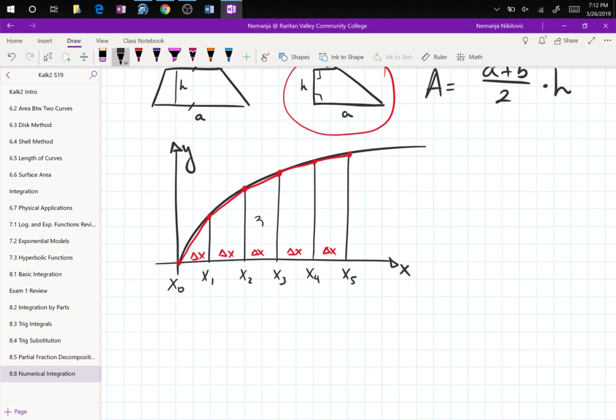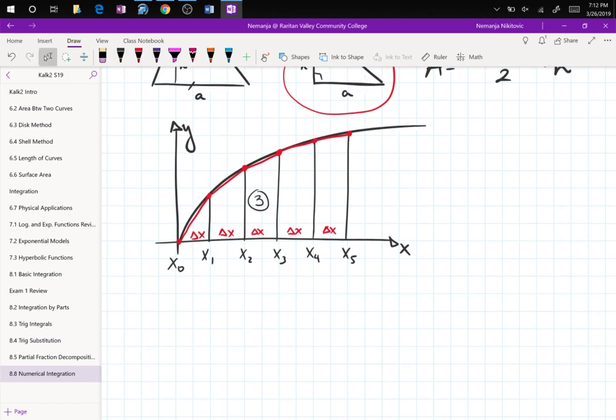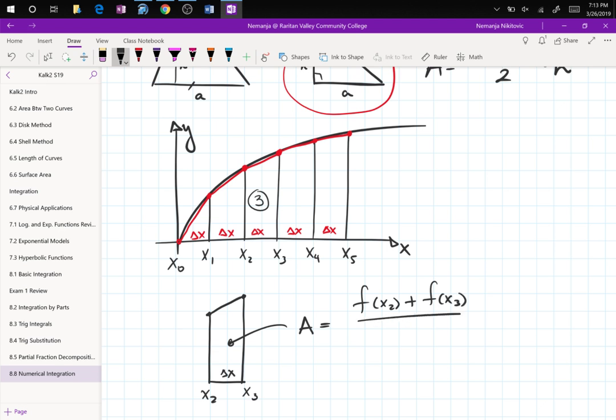If I, let's say, pick trapezoid number 3, trapezoid number 3 looks like this. That's trapezoid number 3. And this is my x2, this is my x3, and this is my delta x. I know that it passes through the function in these corners. So wouldn't the area of this be given by function computed at x2 plus function computed at x3 divided by 2 times delta x? This is your A, this is your B, this is your H.